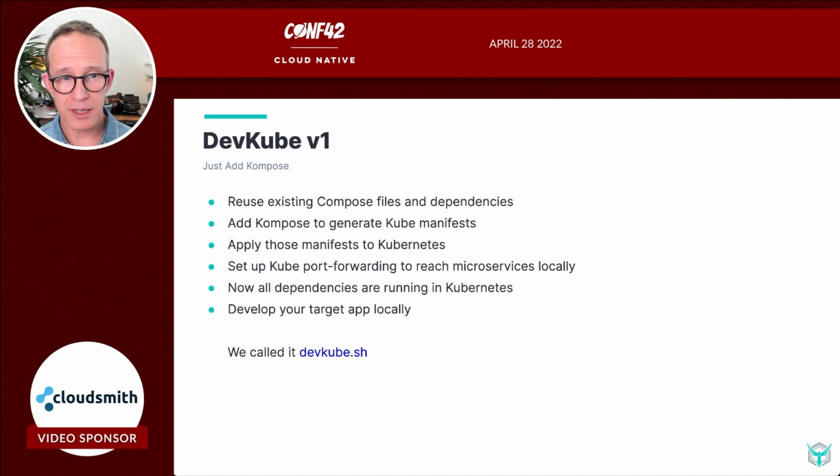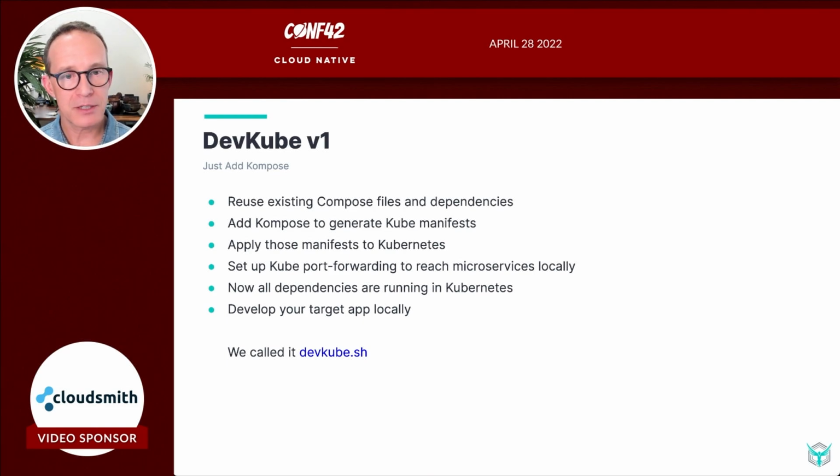And Kompose with a K, you might guess by the name, basically it just can reuse your existing Docker Compose files, and it can generate Kubernetes manifests based on those. So what we did was we created a script called devcube.sh, and this is devcube version 1.